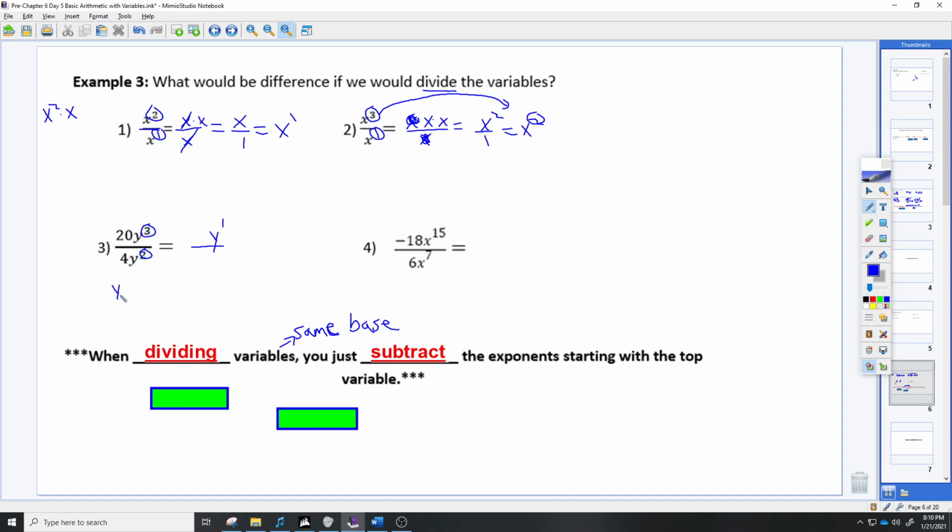If you want to write that out, you could see it. It's 1, 2, 3 on top. There's 2 on the bottom. So you would have 1 cancel out with 1. Another one cancel out with another 1. So you'd have 1 left.